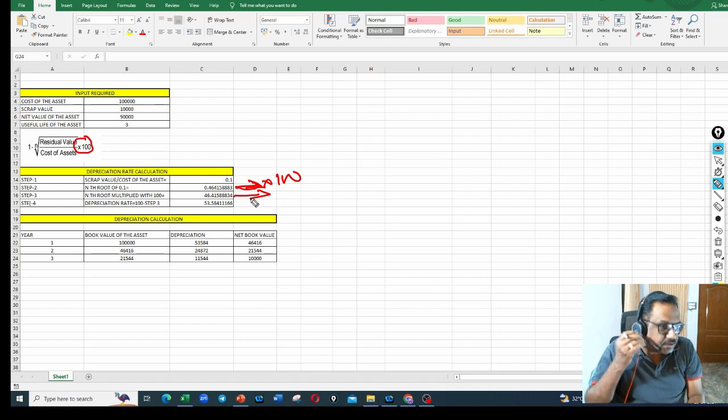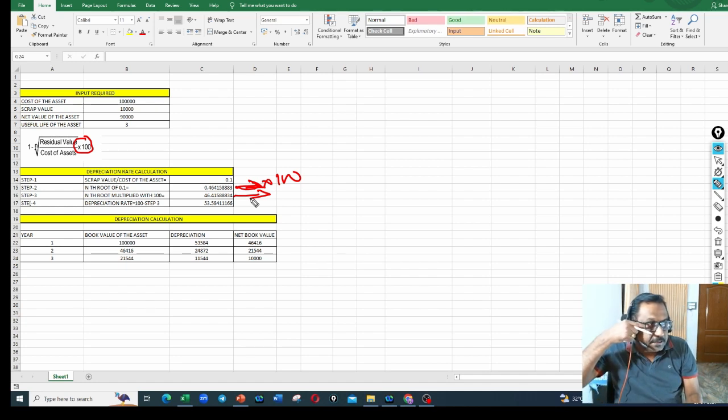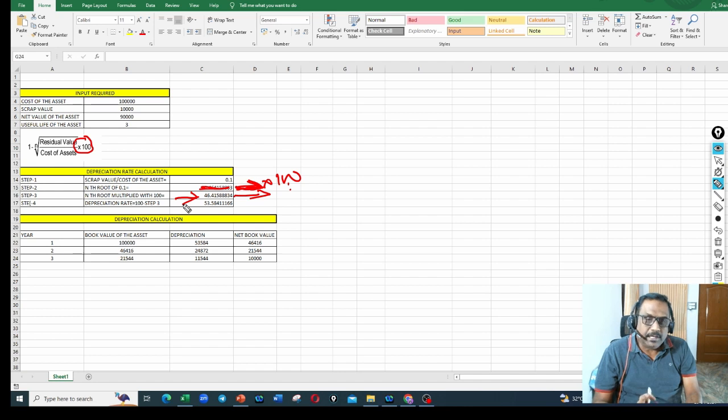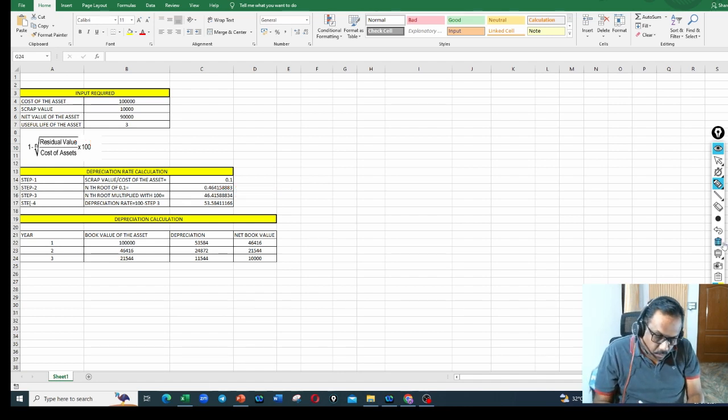I got 46.4158834. What I did? I multiplied this value with 100. So when I multiplied with 100, how much did I get? 46.4158834. Are you getting it? Right. Now we completed this part, total part, residual value by cost of asset into 100, and we calculated the nth root as well.